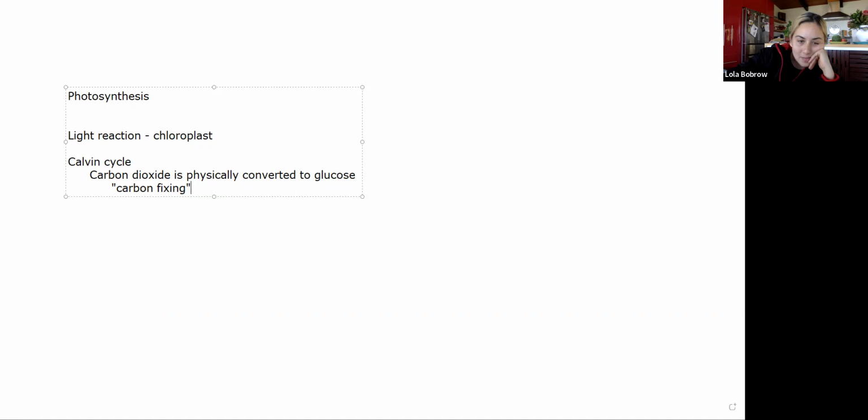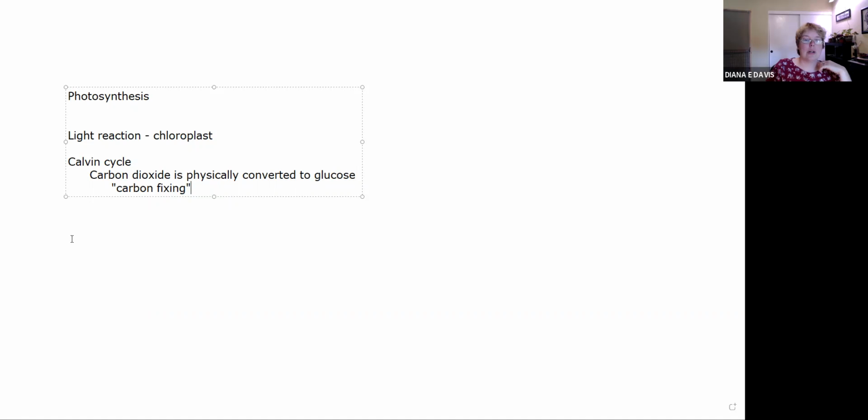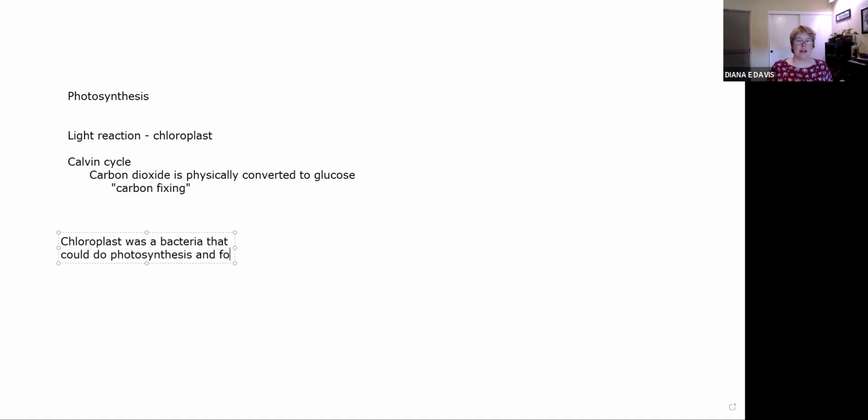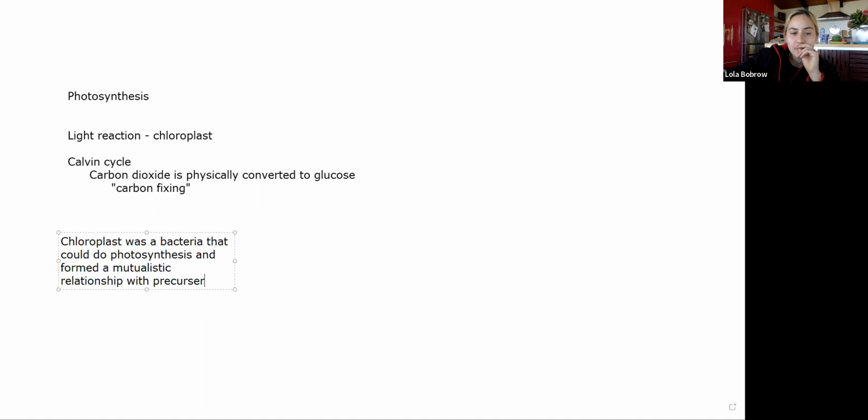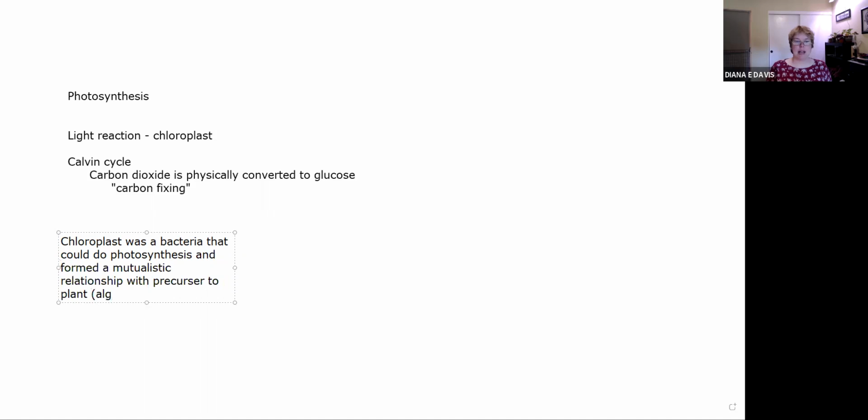Looking at number 2 in April's 18th quiz. How did the ancestor of plants develop the ability to do photosynthesis? Is it all of the above? No. So the chloroplast was a bacteria that could do photosynthesis. And it formed a mutualistic relationship with the precursor to plants, which was probably some kind of algae.